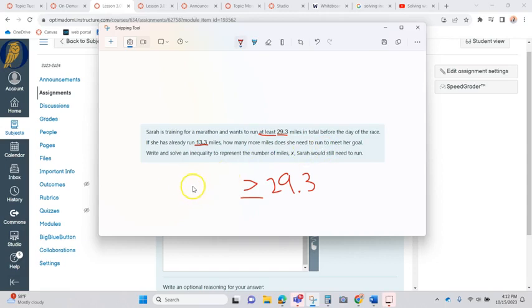So x is how much she needs to run. She already ran that. So x and 13.3 would be greater than or equal to 23.3.